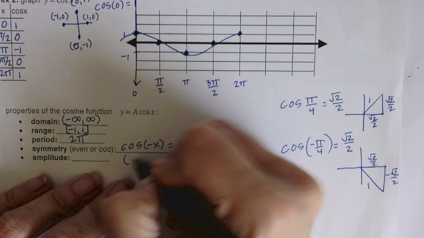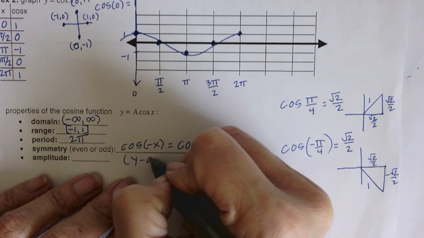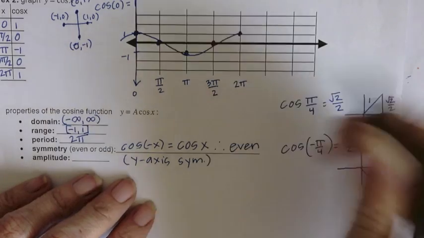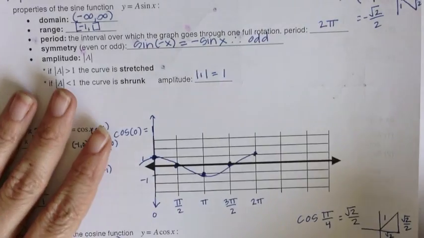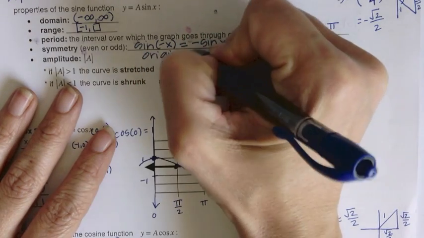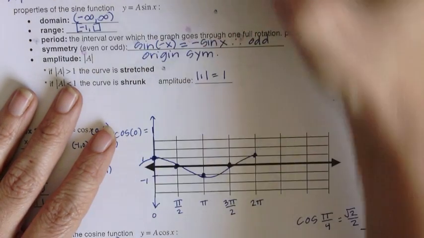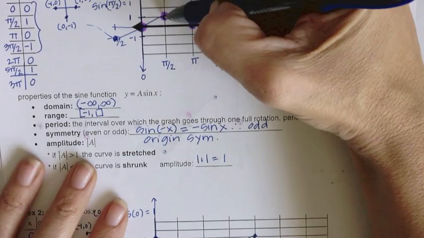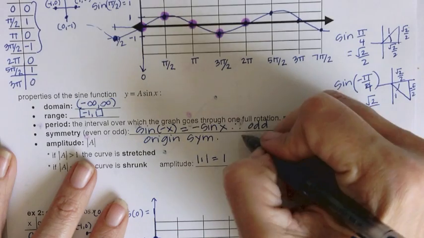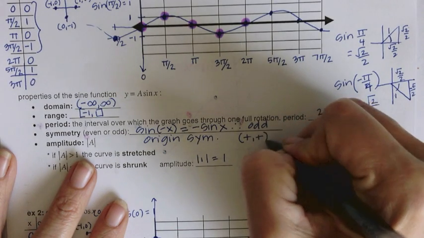Just a friendly reminder, that means it has y-axis symmetry. And actually, let's go back up to sine and conclude that it has origin symmetry. So remember, origin symmetry means that if you have a point that's positive, positive, then the negative, negative will be on there. You change both signs.